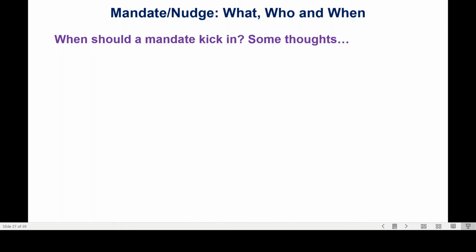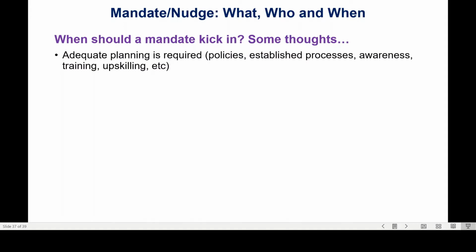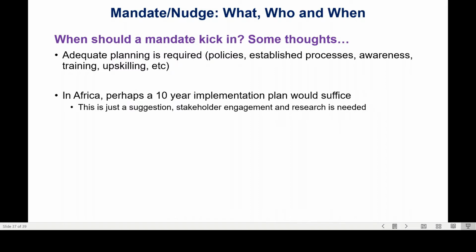Finally, when should a mandate kick in? This is a very tricky question. These are just some thoughts of mine. Some of you might agree with them, some of you might disagree. But I think that first of all, adequate planning is required, because you need to have policies, processes, awareness, training, upskilling, and the rest of that. Before you start to think about mandate, you don't just wake up and announce a mandate. It's not done like that. No country has done it that way, and so it should not be something anybody should contemplate.